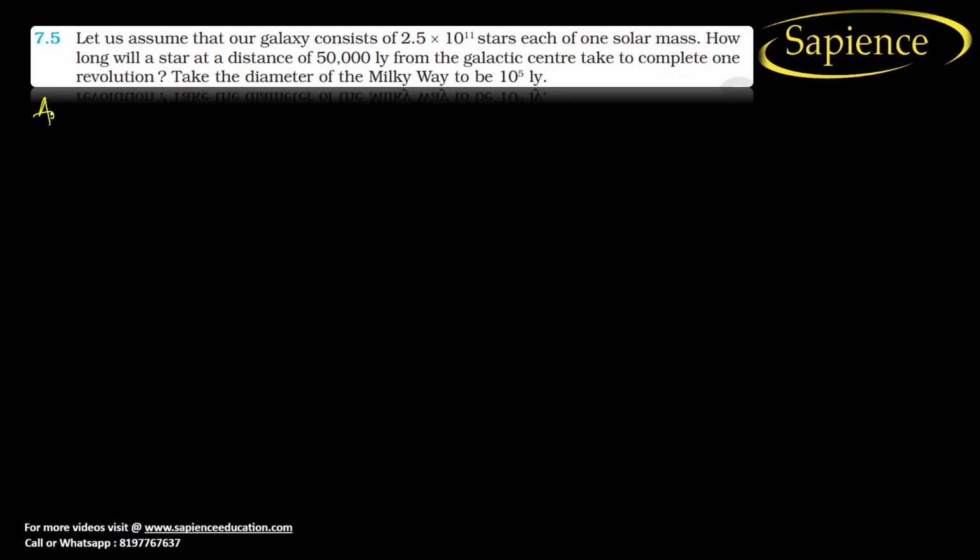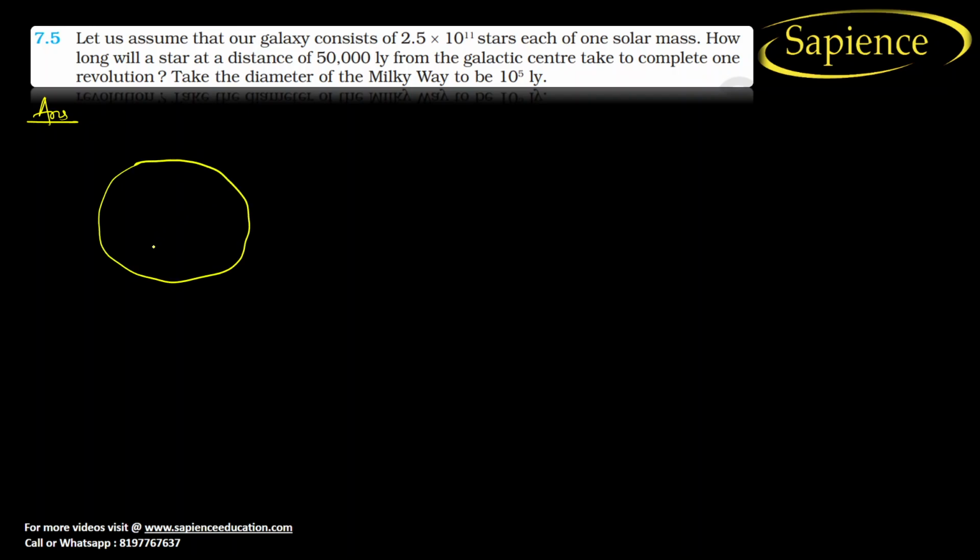In this question, they are asking: let us assume that our galaxy consists of 2.5 × 10^11 stars, each of one solar mass. How long will a star at a distance of 50,000 light years from the galaxy center take to complete one revolution? So let us assume that there is a galaxy.